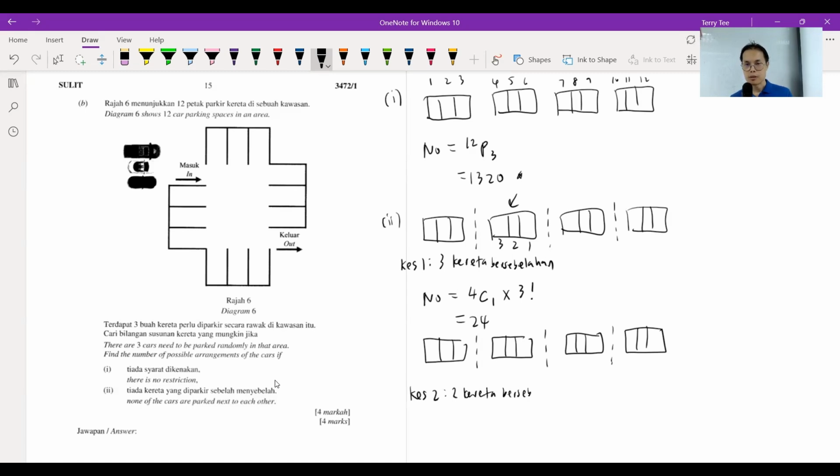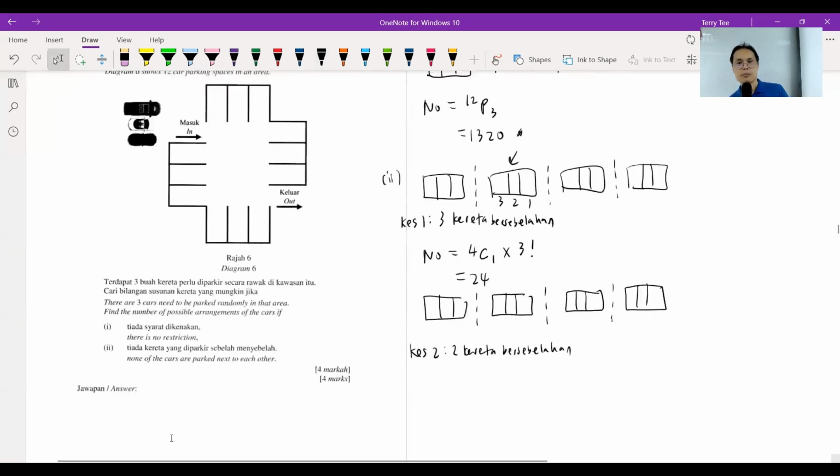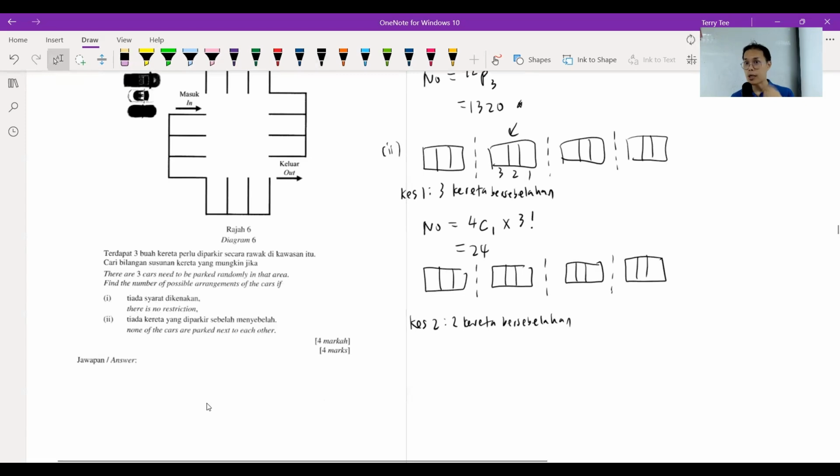Bersebelahan. That means 2 cars next to each other, 1 separated. Okay, so again, same thing. We need to start by choosing which parking lot that the 3 together that I put the 2 cars together. So number 1, I say, okay, I got this first one, second one, third one, or fourth one. I got 4 options, right?